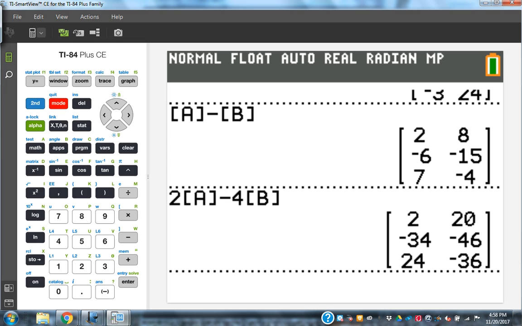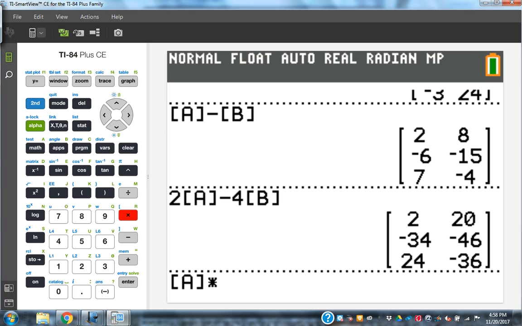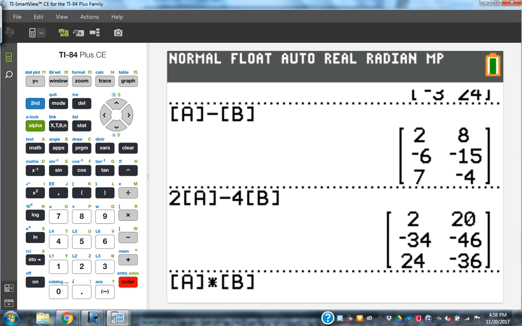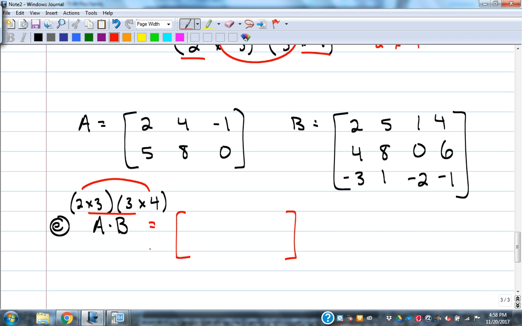Then I'm going to tell my calculator to do the matrix A times matrix B. There we go. 23, 41, 4, 33, 42, 89, 5, and 68.